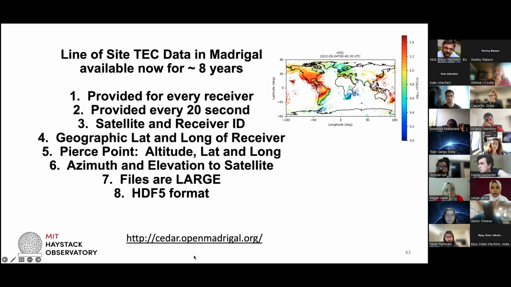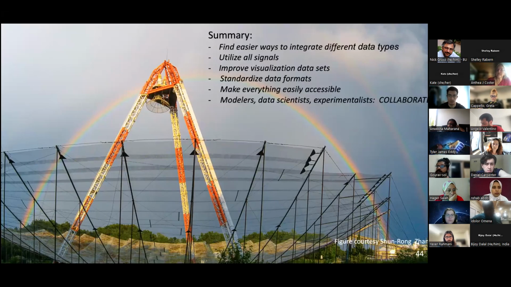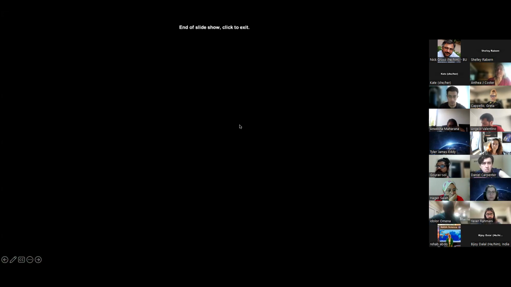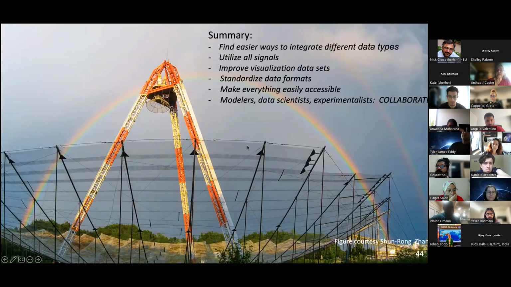And you can find everything you need here on the web. There's a whole documentation about how to actually download the data and access it. And furthermore, if you have any questions, you can contact anybody at Millstone and we can help you. So in conclusion, and I don't know if I'm too soon or too fast, but I think that for the future, we really need to find easier ways to integrate the different data types.